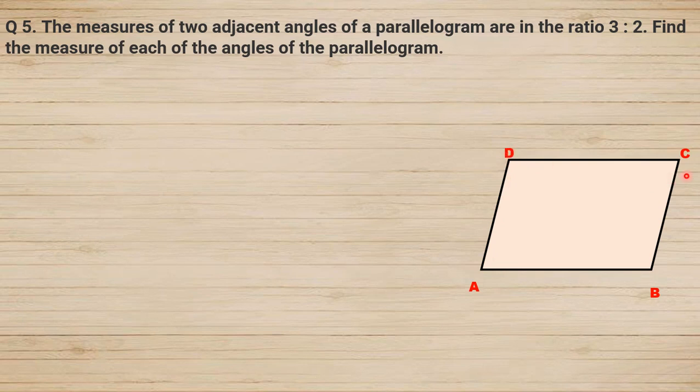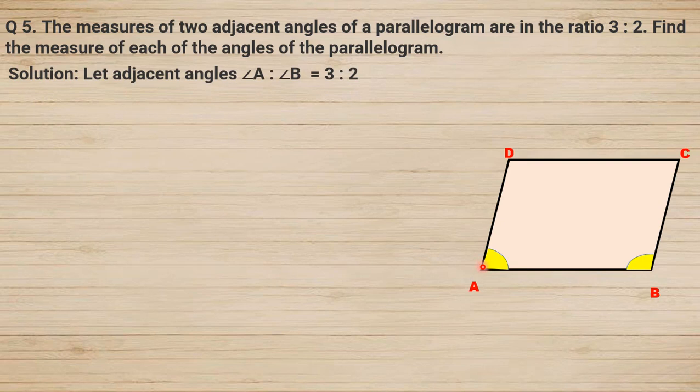Angle D and angle C, they are the adjacent angles. Angle C and angle B are the adjacent angles. Angle B and angle A are the adjacent angles. Any one pair we can consider for the solution. So let angle A and angle B, we are considering here, be the adjacent angles. So the ratio is given.